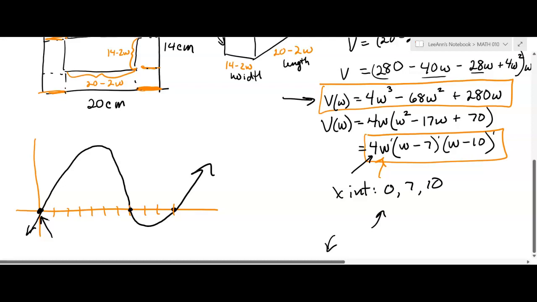Because you're not going to cut a 0 length out. And it doesn't make any sense to cut out 10 because that would take up your whole side here if you cut out 10 centimeters. Okay, and we don't want a negative volume. So remember this is volume based on W. We want the highest point here, right?